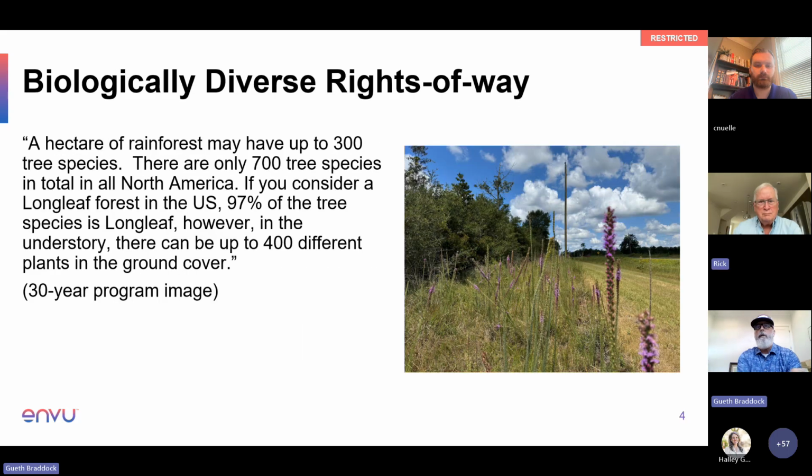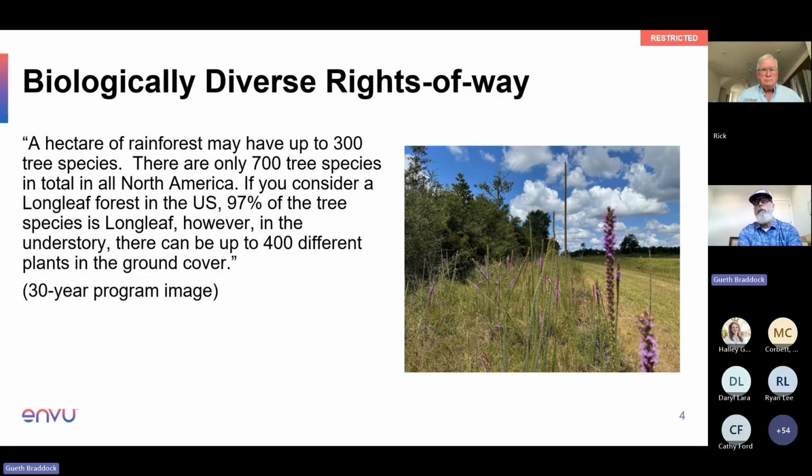So one more example, and this is a 30-year program example, and it's just a good representation. This is an electric co-op in Louisiana, a distribution cooperative, but it's a great example of how herbicides and biological control can provide that diverse habitat. So a hectare of rainforest may have up to 300 tree species, and there are actually only 700 tree species in total in all of North America.